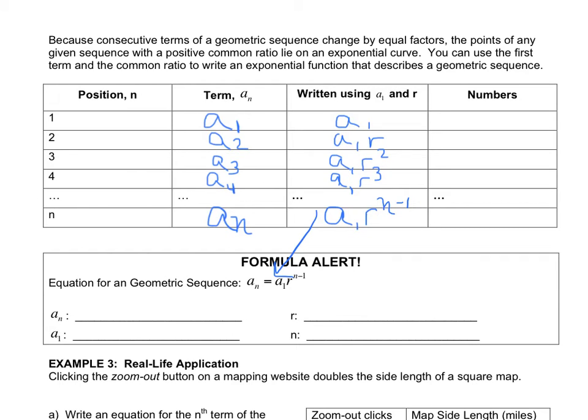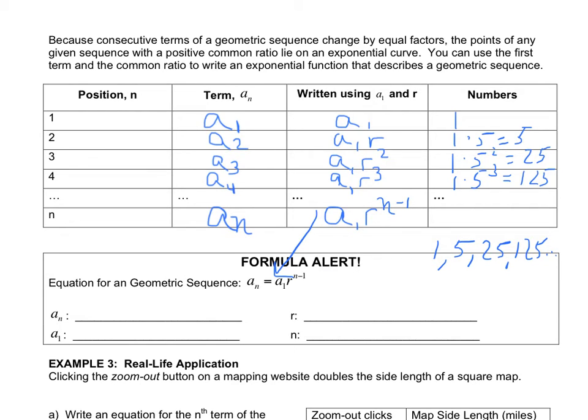So here would be an example. Let's say we have the number 1 to start our sequence. We have a common ratio of 5. So my next number would be 1 times 5, which is 5. The next number would be 1 times 5 squared, which is now 25. The next number is 1 times 5 cubed, which is now 125. That was the sequence we saw in the front. So the sequence was actually 1, 5, 25, 125.